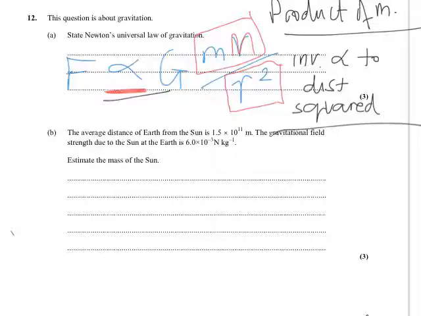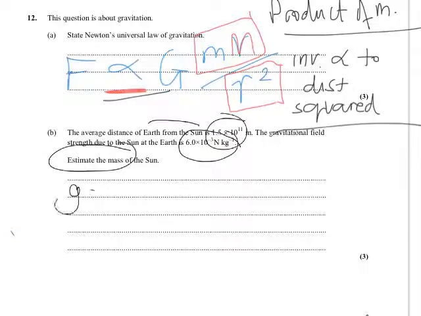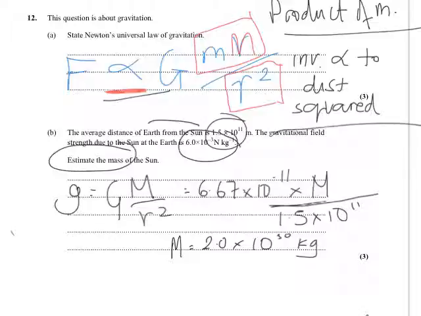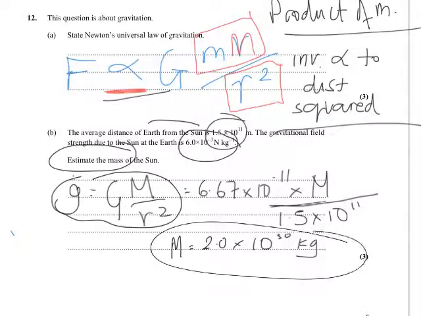The average distance of the Earth to the Sun is 1.5 times 10 to the 11. The gravitational field strength is 6 times 10 to the minus 3. Estimate the mass. So we're just going to use the field strength equals G, mass of the planet you're on, or of the one exerting the field, over r squared. Okay, so you substitute all your values into this relationship, and you should get the answer of 2 times 10 to the 30 kilograms.